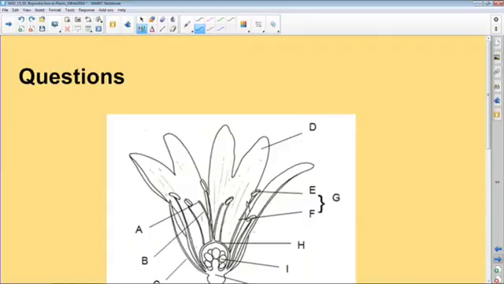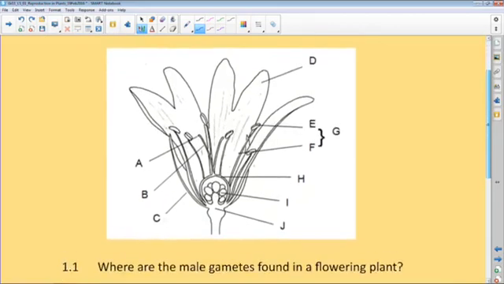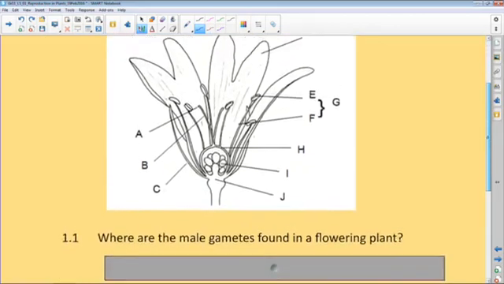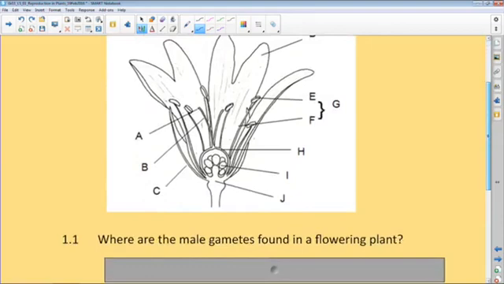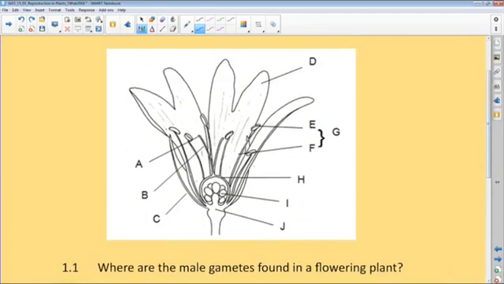Oh my word, I can see that you guys are concentrating. This is fantastic. Let's have a look at the answers I can give you. Firstly, I can pull it down. I didn't cover them, that's good. Where are the male gametes found in the flowering plant? If I have a look at it, I'm going to use blue. And let's see, where's the male part of the plant?